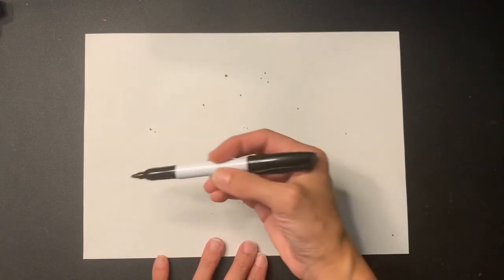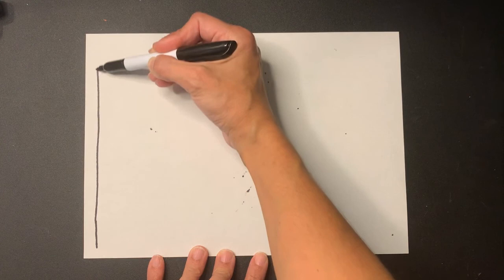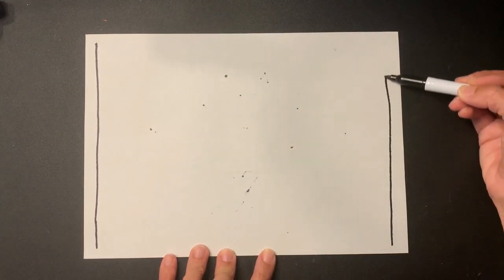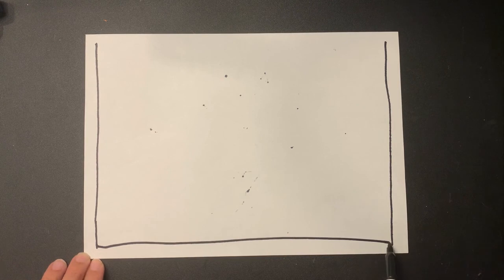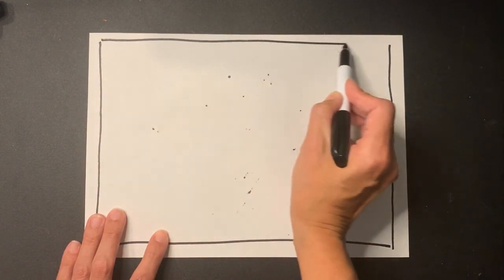Let's go ahead and use our vertical lines to create a line on both sides of the short piece of paper. And then we're going to create horizontal lines across the bottom. It's okay if they're a little wavy. You may use a ruler if you really want to, but we're just creating a little bit of a frame.